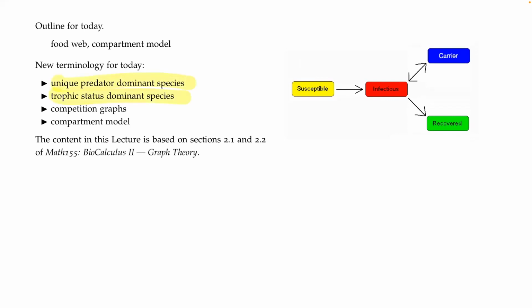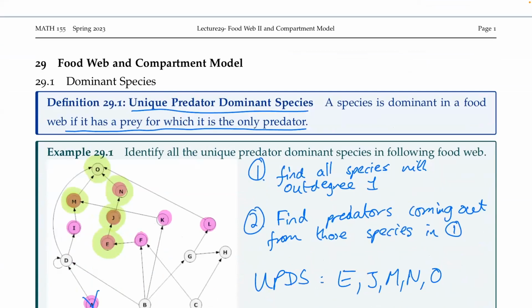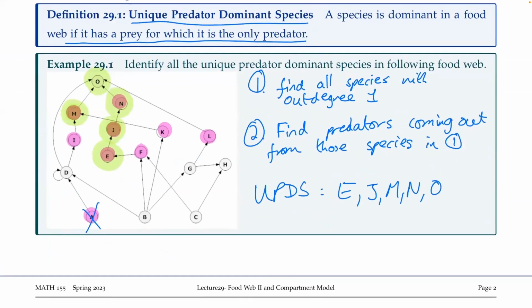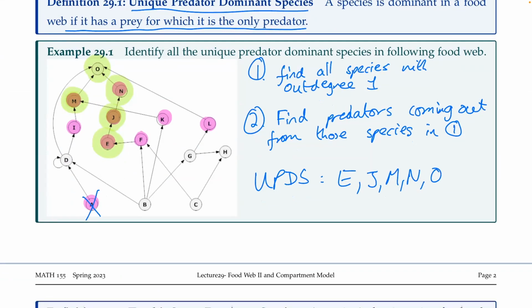This idea of unique predator dominant species, where if a species, for example, in this food web down here, just has out degree 1, that means it's only fed on by one thing. Then we refer to the thing that feeds on it as a unique predator dominant species.